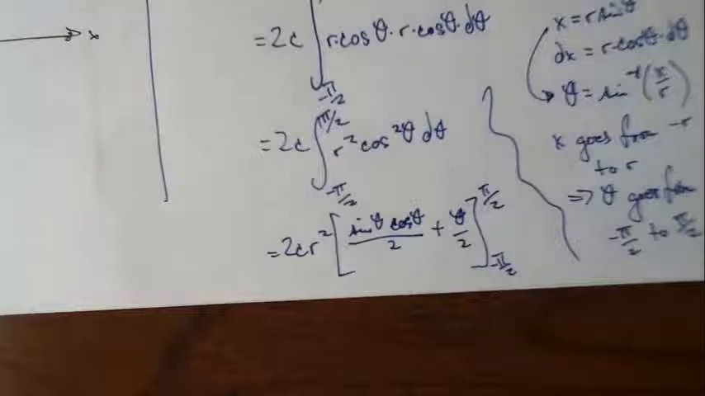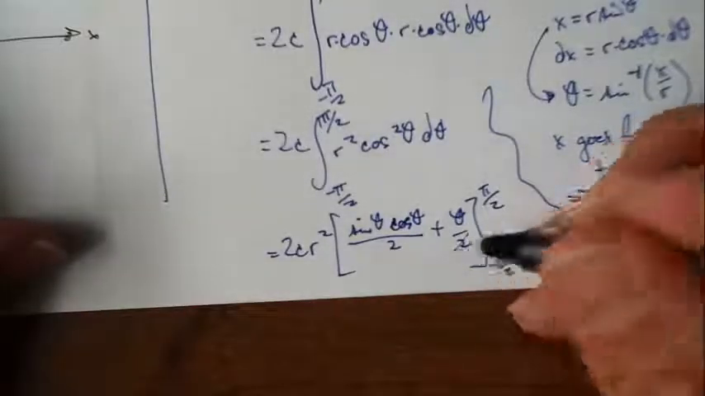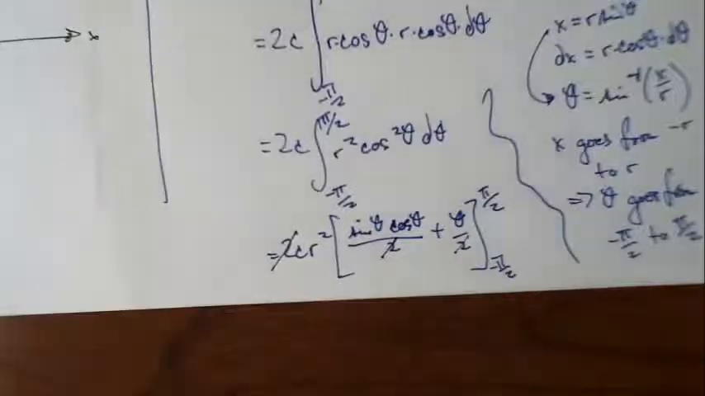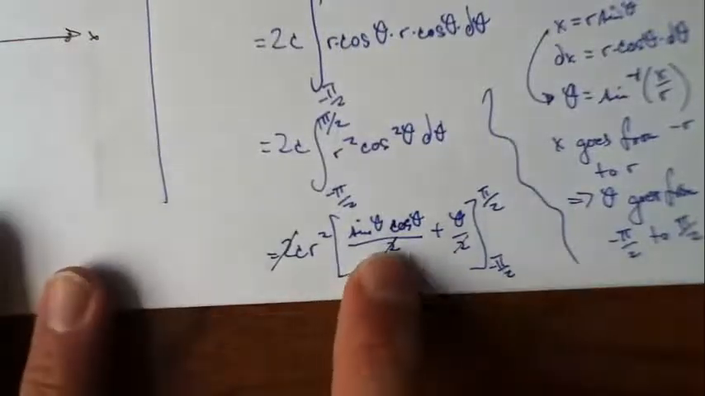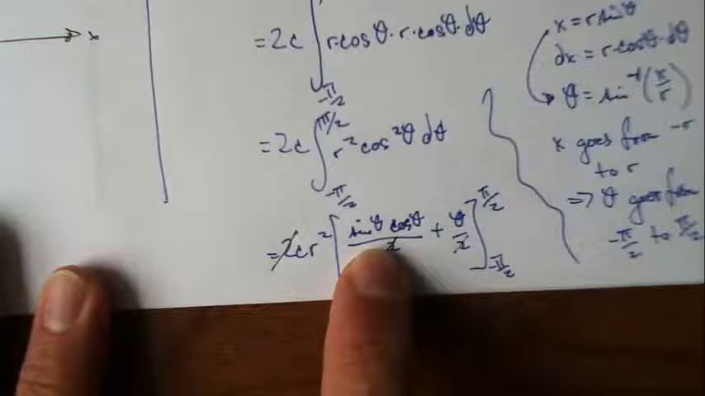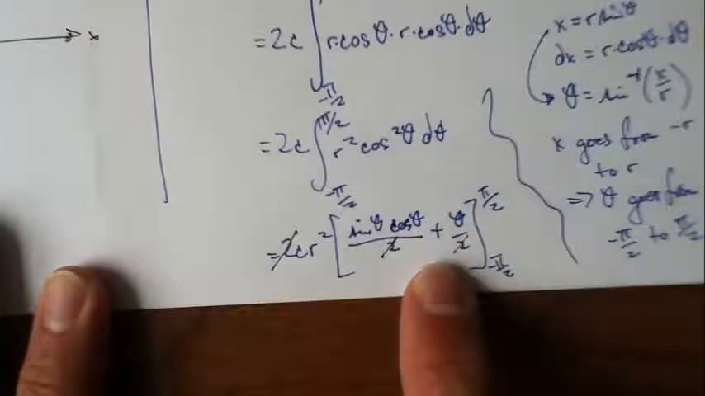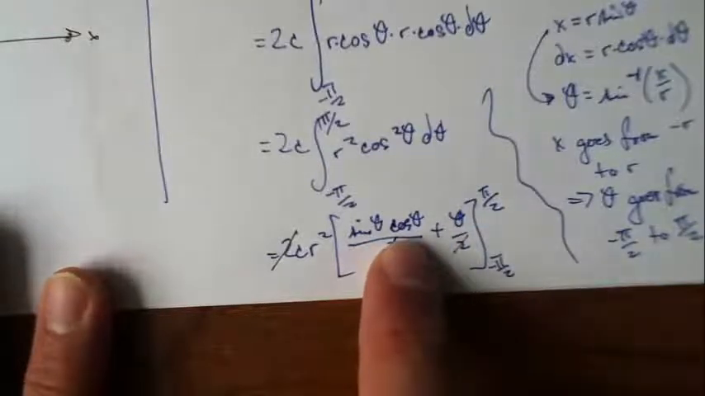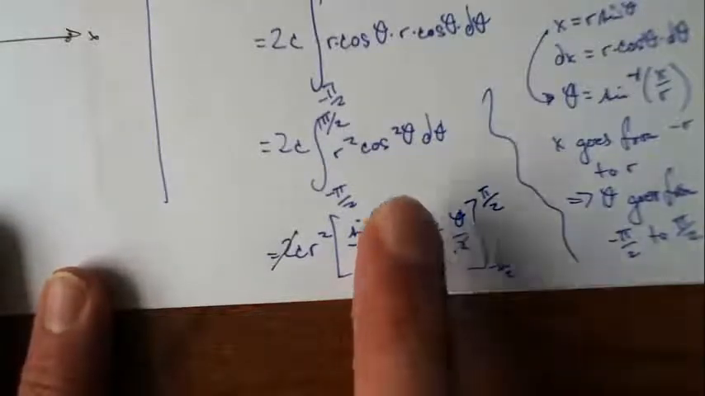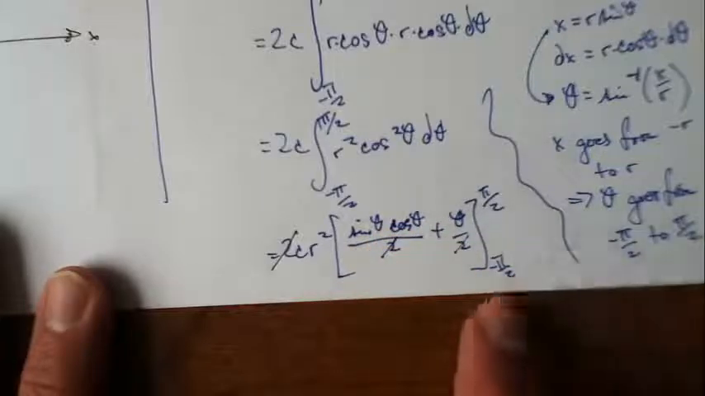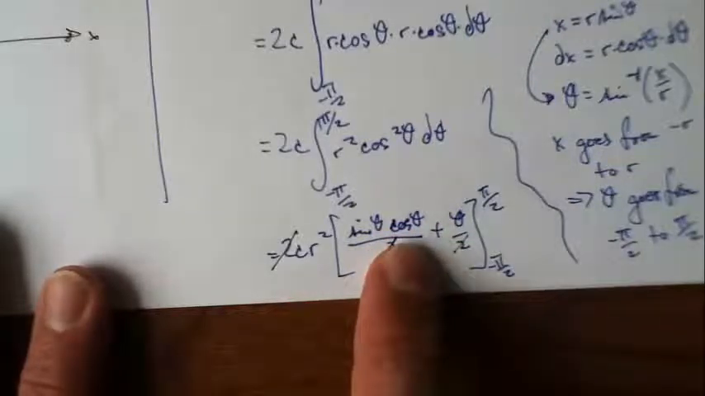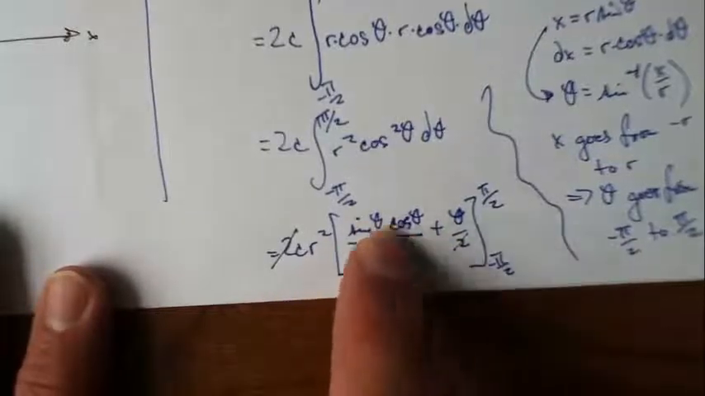Okay? And so I've got some 2's are going to cancel on that. And take a look at this. Note that, let's see, sine of pi over 2, cosine of pi over 2. Cosine of pi over 2 is 0, and cosine of negative pi over 2 is also 0. So this term is actually going to kind of wash out.